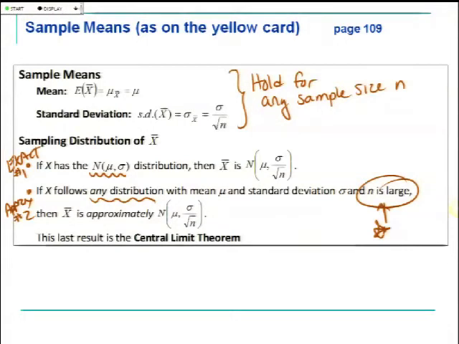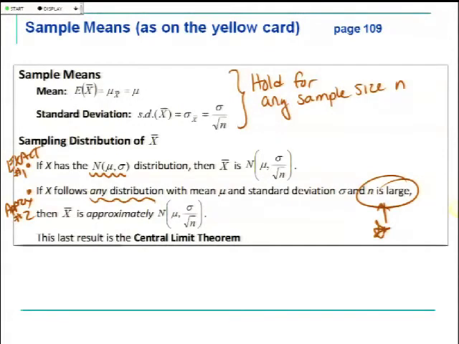The exact result just says as long as you've got a normal model already, it doesn't take anything to get to the normal model for x bar, no matter what sample size you take. But if you don't have a normal model to begin with, then the larger the sample size, the more bell-shaped that X-bar model turns out to be. So let's try out a couple of questions.